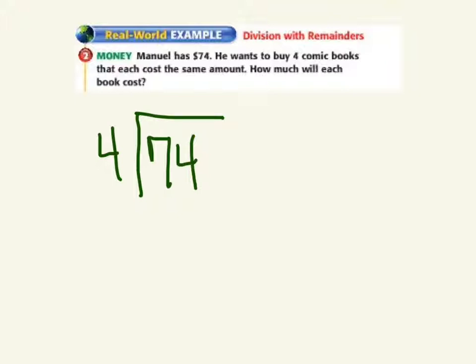So first start with the first number. I don't know how many times 4 goes into 74, but I know how many times 4 goes into 7. 4 goes into 7 once. And I know this because I know 4 times 1 is 4, 4 times 2 is 8. 8's more than 7, so it doesn't go in twice, it only goes in once. You can kind of check because you can go 1 times 4 is 4. Subtract that and your answer is 3.